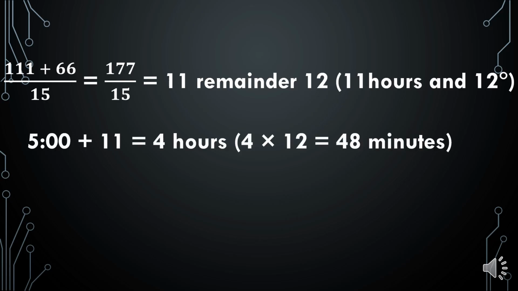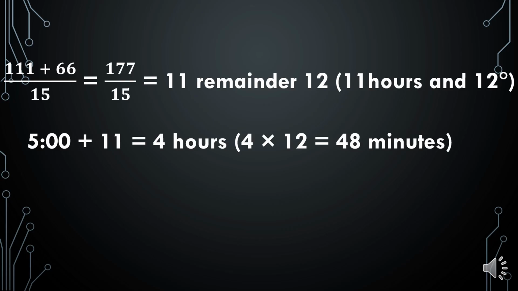Because we want to know the time of a place east of Greenwich, we need to add our 11 hours to the 5 o'clock. In other words, we're going to go 11 hours ahead of 5 o'clock to see what time it would be at that point. And when we go 11 hours ahead, we find out that we have 4 o'clock, or 4 hours.